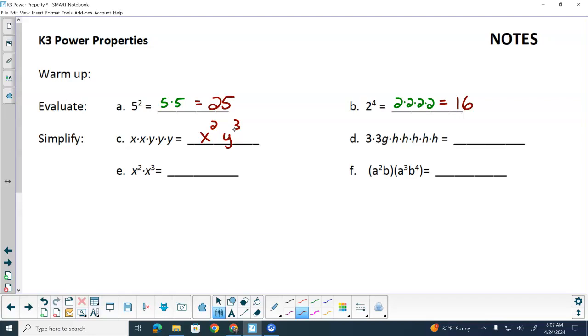Okay. And what do we get for D? 9. Yep. Okay. And then how many H's? So that would be H to the 5th power. Yep. Spoon feeding it. You know what I mean?